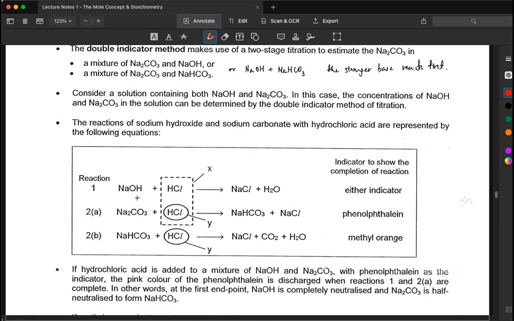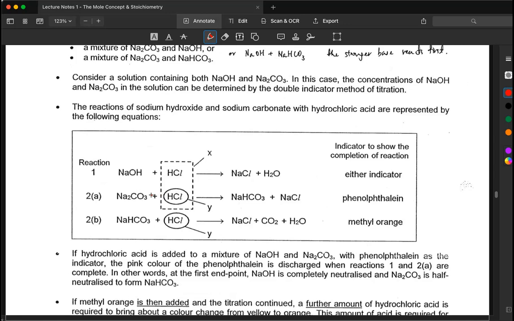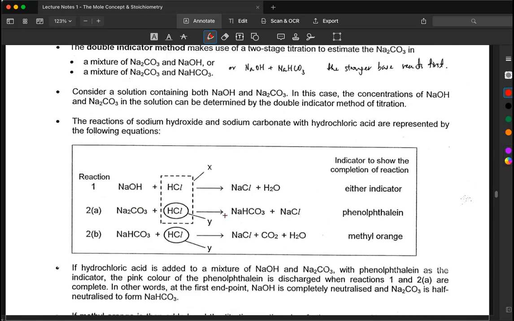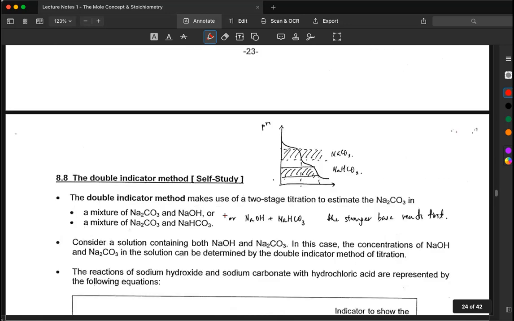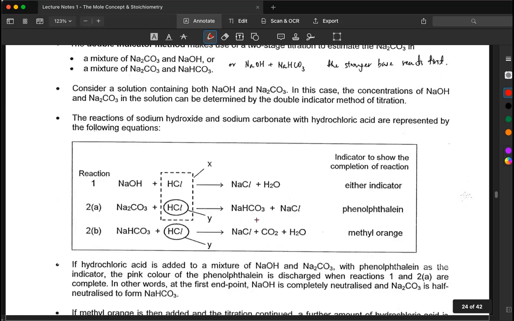So in reaction 1, sodium hydroxide reacts with HCl to form NaCl and water. If you just have something like this, it doesn't matter whether you use phenolphthalein or methyl orange. In reaction 2A, if you have this sodium carbonate with HCl, as we have covered earlier on, you use phenolphthalein, and then you use methyl orange in the second stage.